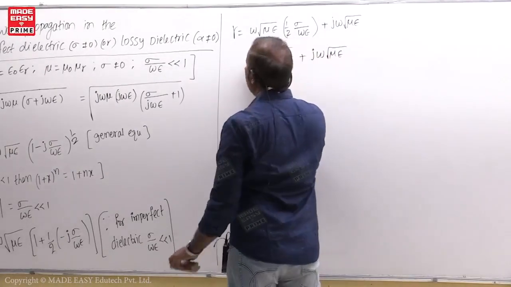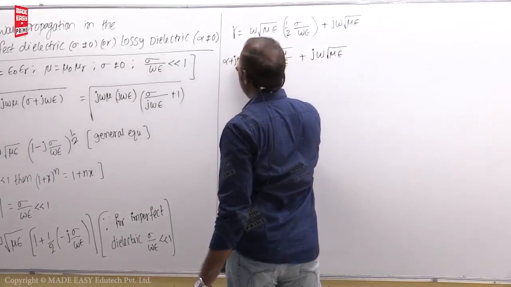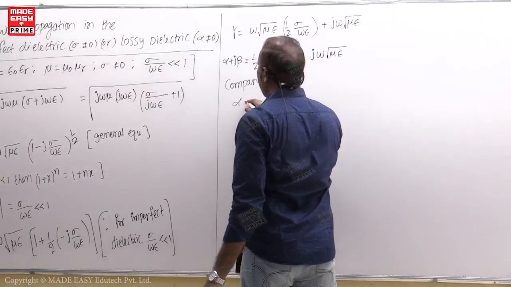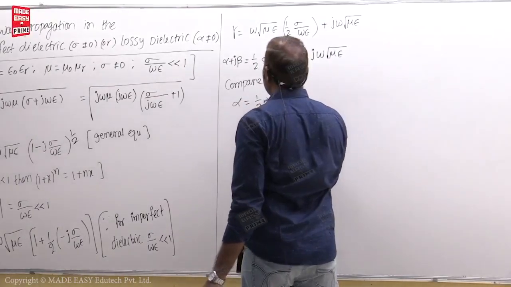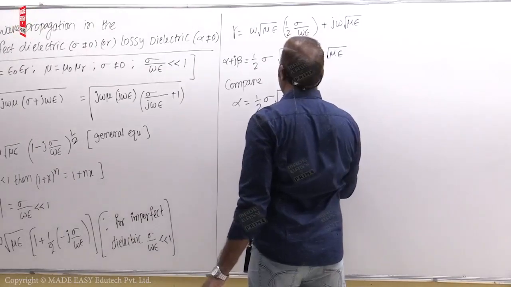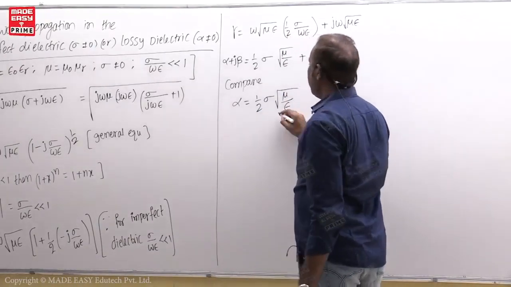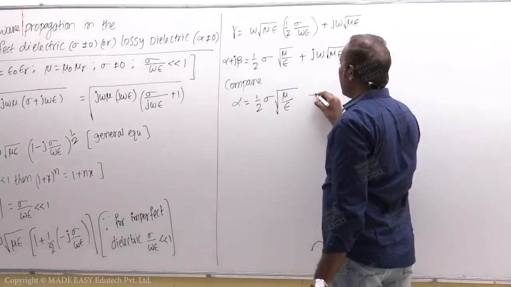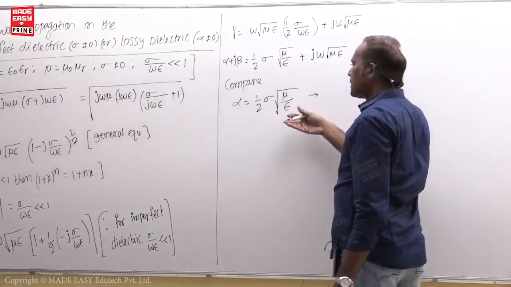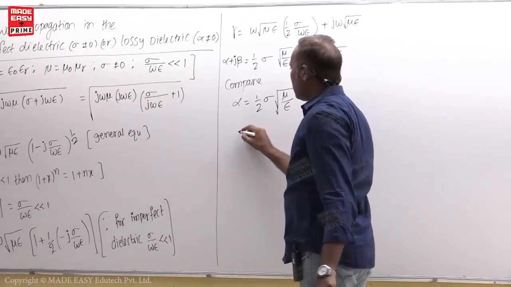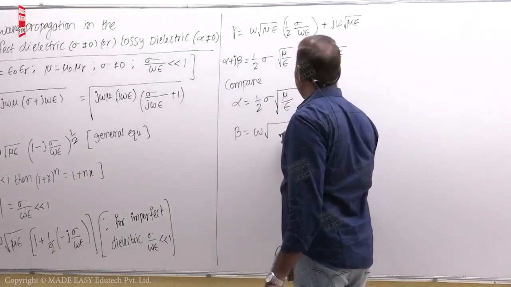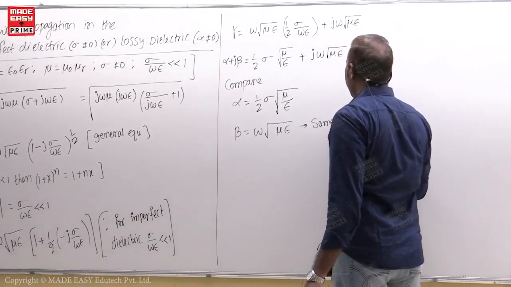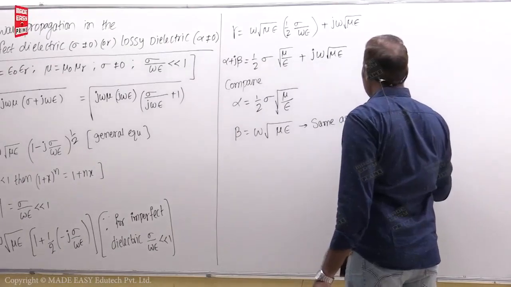I am writing this gamma as alpha plus j beta. Now if you compare, then alpha becomes half sigma root mu by epsilon. So here alpha is not 0. That is why loss is present. Now beta becomes omega root mu epsilon. So this beta is the same as lossless.